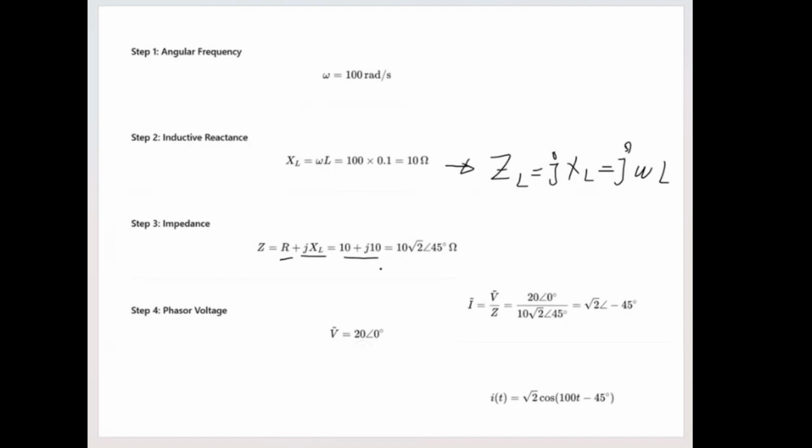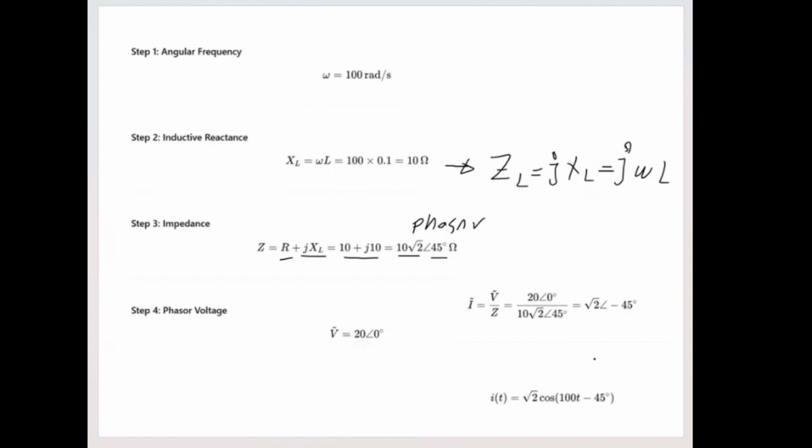And this is the rectangular format. We convert it to a magnitude and an angle, which is the phasor format for the impedance. The reason we convert to the phasor format is that it simplifies the division. Now, as for the voltage, it was just a cosine wave, so the magnitude was 20 and the angle was 0. As for the impedance, the magnitude is 10 square root of 2 and the angle is 45. Now that will reduce to square root of 2 and an angle of minus 45.